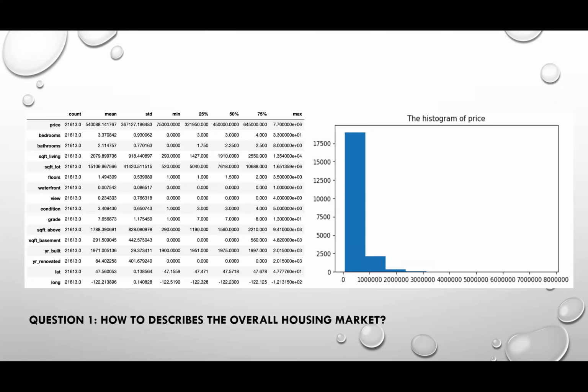So the first question is how to describe the overall housing market by using descriptive statistical analysis, including outputting the mean, standard deviation, minimum and maximum values of each independent variable. Among 20,000 observations, the average price is 540,000, and the listed houses have on average 3.37 bedrooms and 2.11 bathrooms. There are no missing values and outliers. On the right side is a histogram of the price, which is an obviously left-biased distribution and does not obey the normal distribution rule.